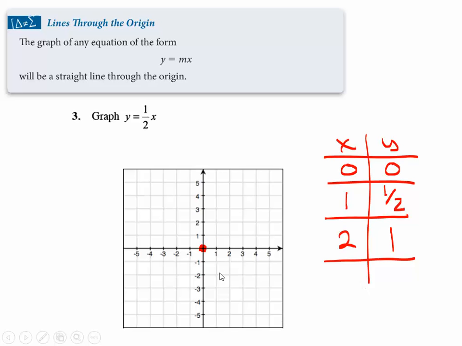So 0, 0. 1 comma half. Looks like about right here, right? 1 to the right and about halfway up to 1. And then 2, 1.